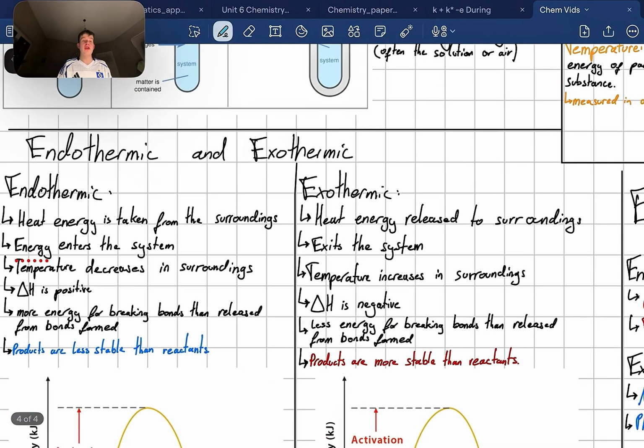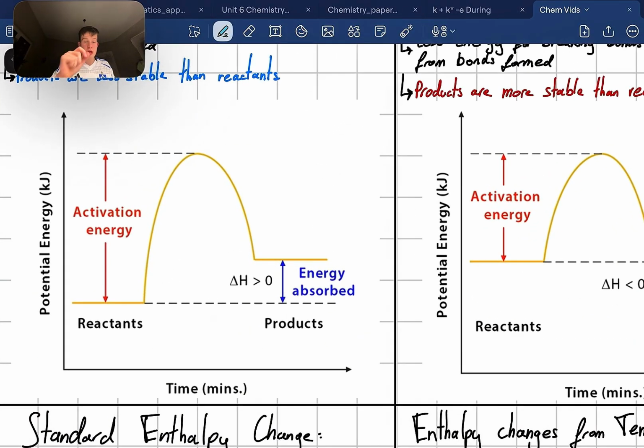So an endothermic reaction is where heat energy is taken from the surroundings. So the energy enters the system. So the temperature decreases from the surroundings as it takes in the energy from outside. So therefore, delta H is going to be positive, which is the change in heat. And there's going to be more energy for breaking bonds than released from bonds formed, and the products are being less stable than reactants, as you can clearly see in the image. So we have the activation energy, which shows us where the bond breaking happens, and we can see the energy absorbed. We can clearly see that delta H is positive compared to the exothermic, which I'm going to explain shortly.